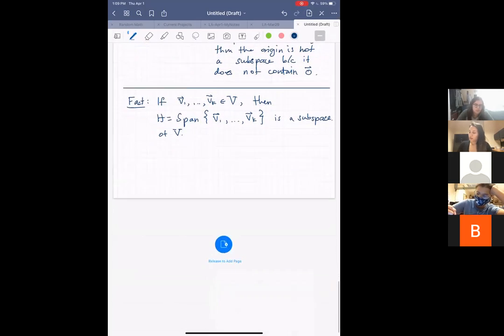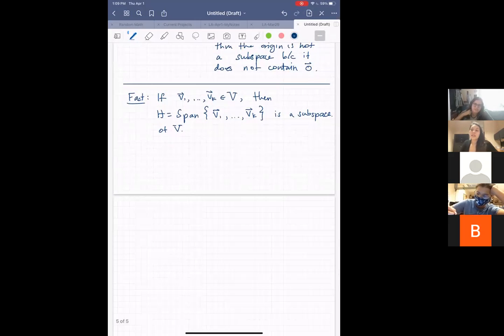Okay. Sorry, go ahead. The V with the little lines on top, is that just a fancy way of denoting a vector space? Yeah, I'm just trying to make it look different from my lowercase v's, so it's not confusing. It's supposed to be a capital V. It looks fancy. Okay, cool.